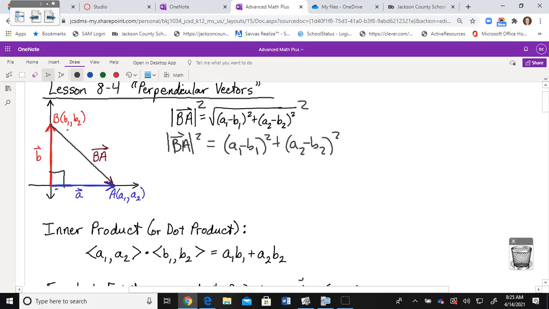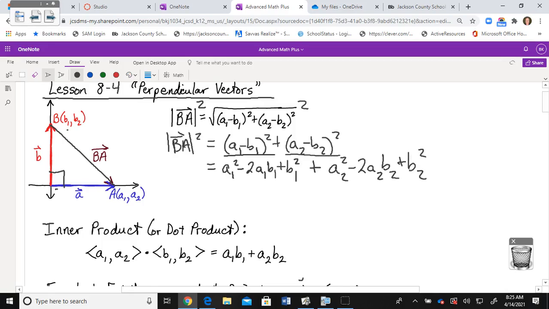If you multiplied that all out, you would get A1 squared minus 2A1B1 plus B1 squared. That's for that one, okay? Plus, if I did this one, it would be A2 squared minus 2A2B2 plus B2 squared. And that would be for that one, multiplied out, okay? All I did there was FOIL. I just multiplied it out.